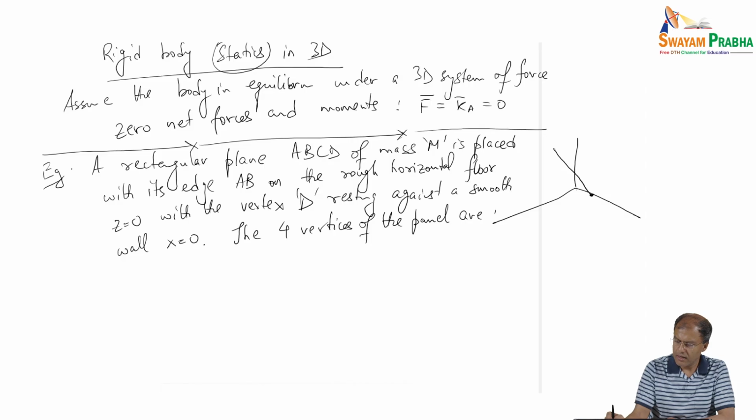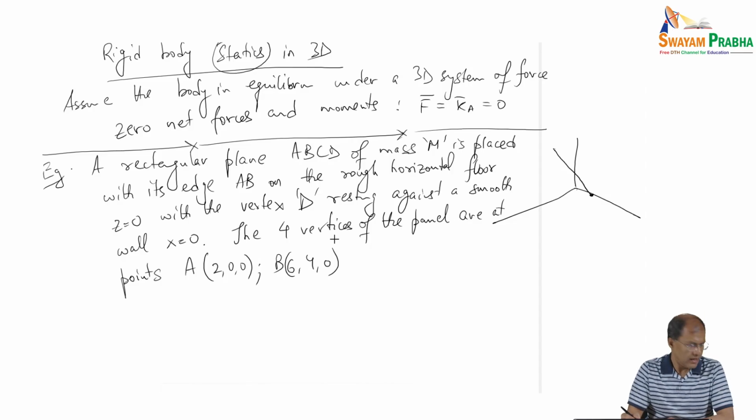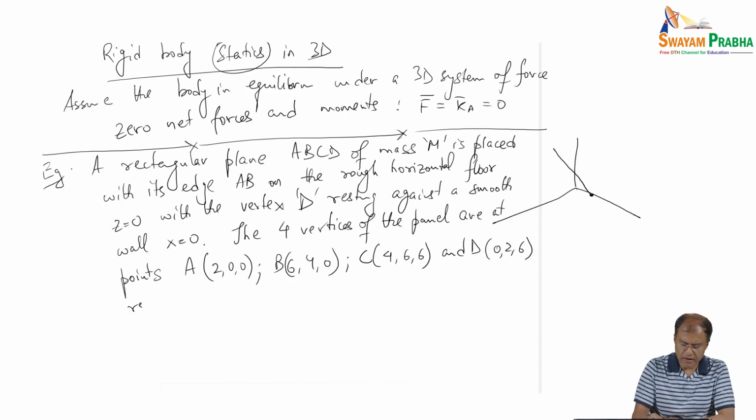are at points A, which is (2, 0, 0), B, which is (6, 4, 0), and C, which is (4, 6, 6), and D, which is (0, 2, 6), respectively, right? So this is where the panel is kept.